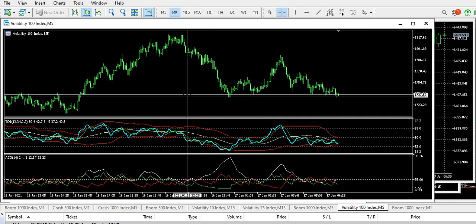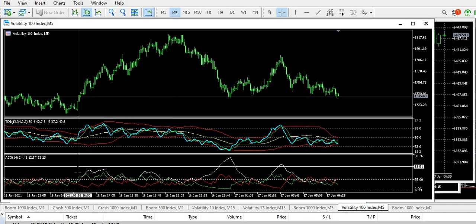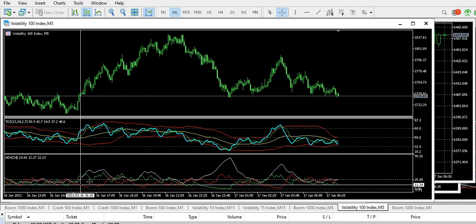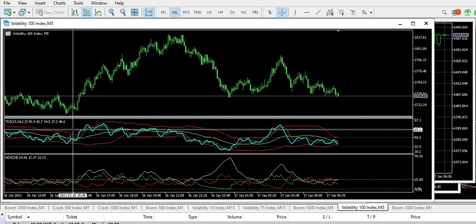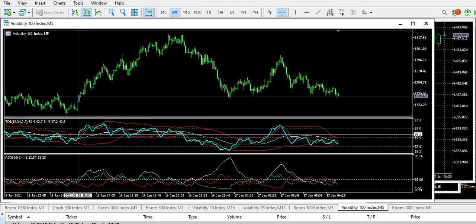So if you're able also to mark those points, so that when the market breaks those points, you will know that we are now on a general uptrend or a general downtrend. Okay, now how do you add this to the TDI indicator?